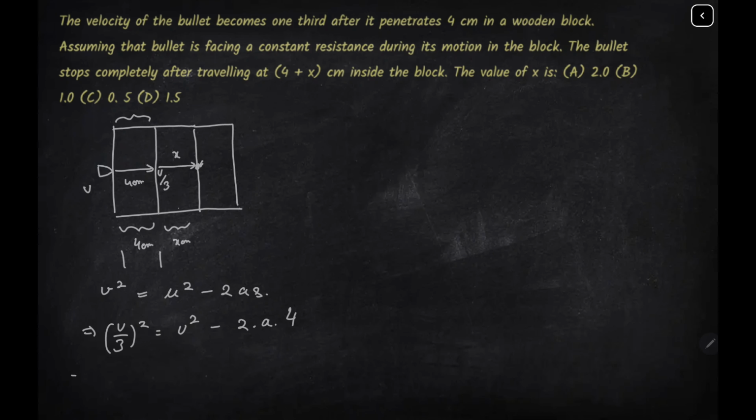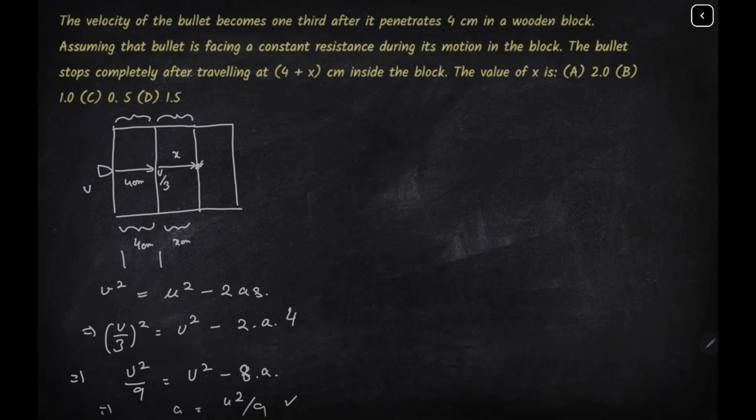So 2 into 4. So we will calculate here as u square by 9 is equal to u square minus 8 into a. That is, it will come as a is equal to u square by 9. So we got a relation here. The acceleration is equal to u square by 9. Now we'll consider this block, this portion. We'll forget about the first portion here, and then we'll concentrate only on the last portion.